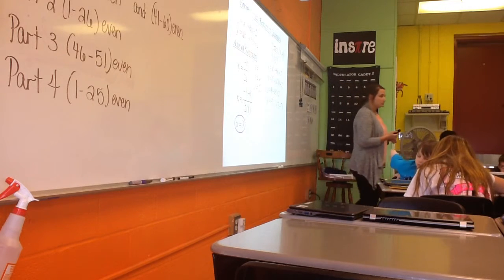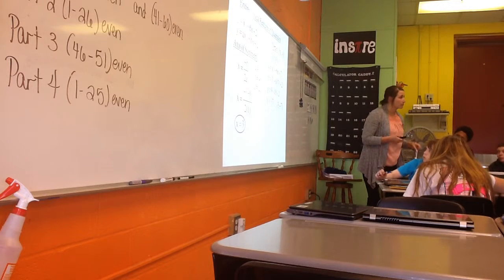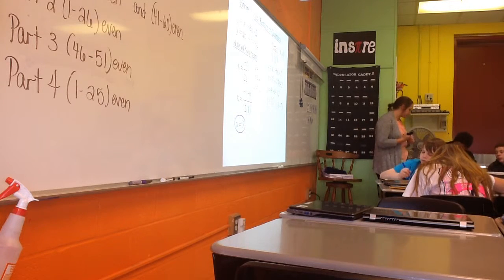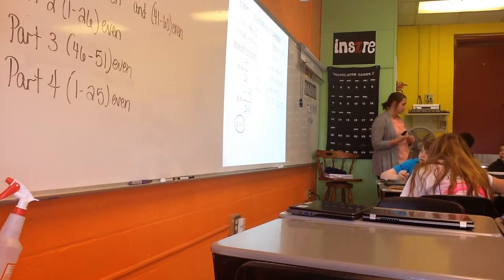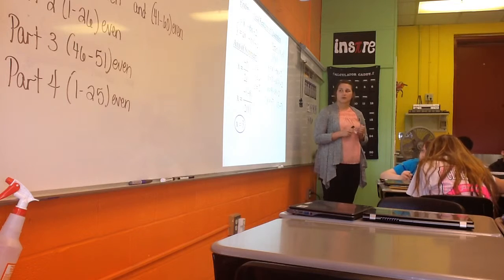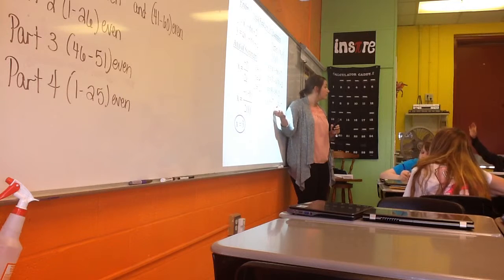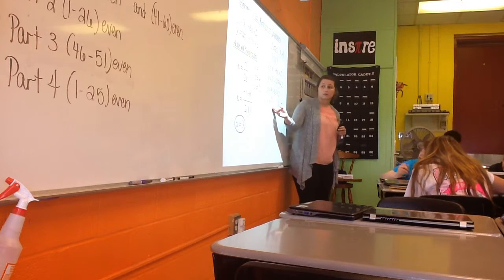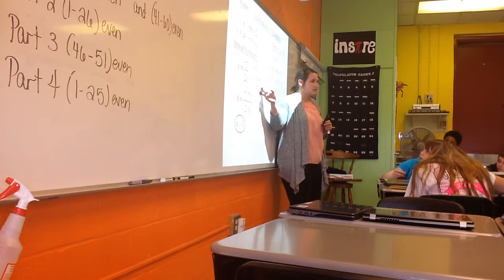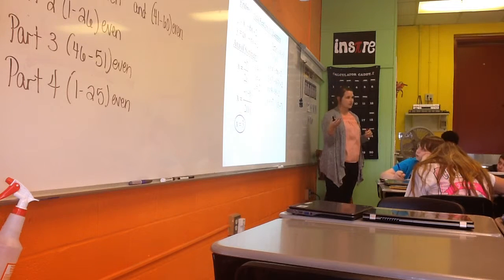Questions? Are there any questions on how we got negative 7? Where's the C coming from? What did we say that the C represents? The y-intercept. Okay, so when we go to graph this, what do I need?